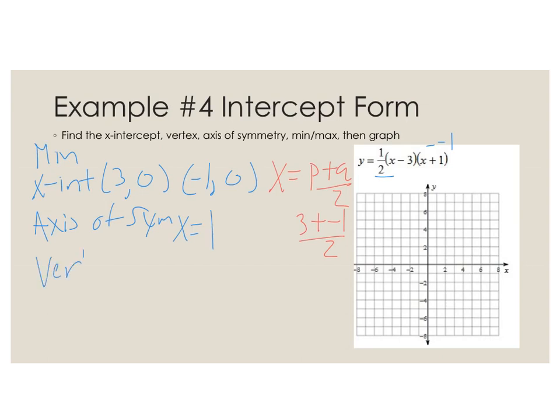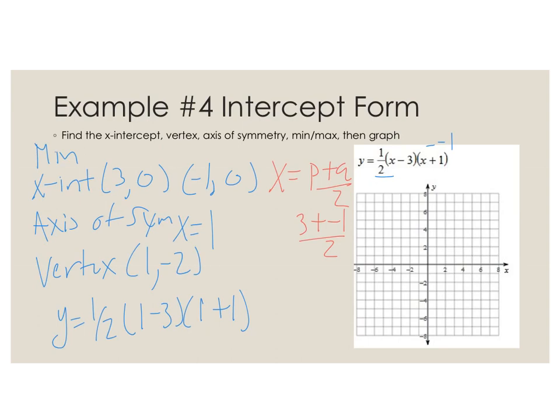Vertex, we're halfway there. 1 is for the X value. To find the Y value, we're going to plug in. So Y equals 1/2. X, we're going to plug in 1, minus 3. X, plug in 1, plus 1. If I go through and solve this, I will end up that the Y value is at a negative 2.